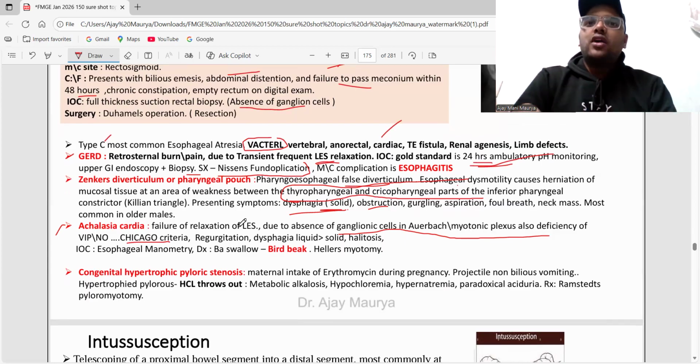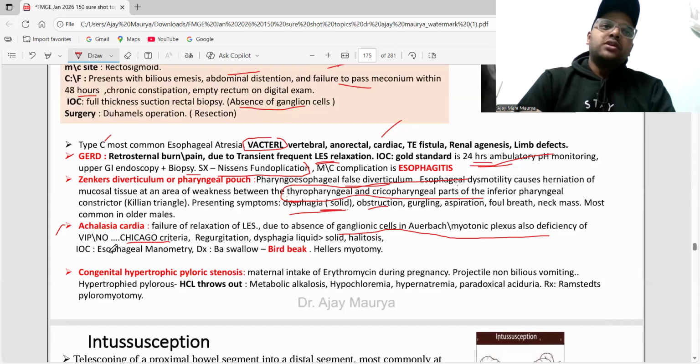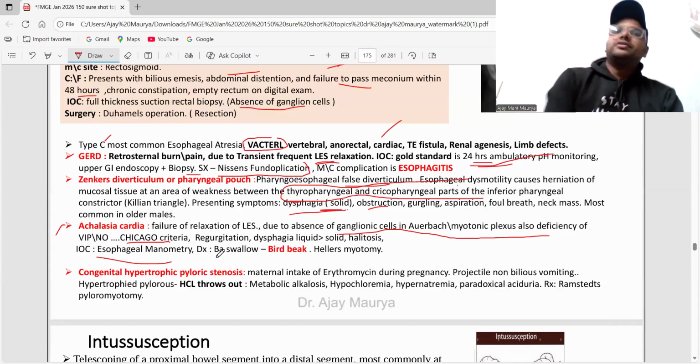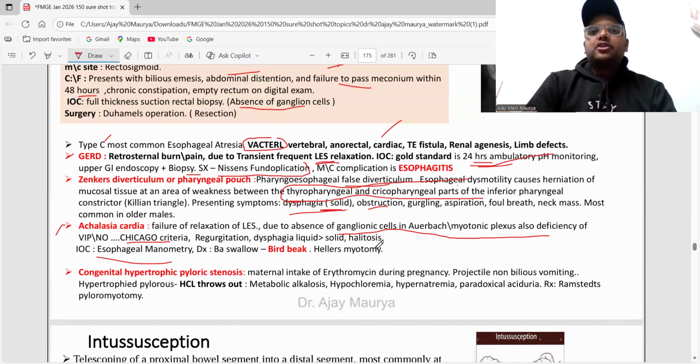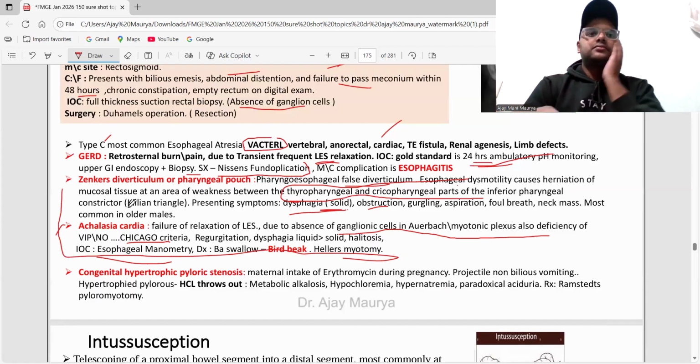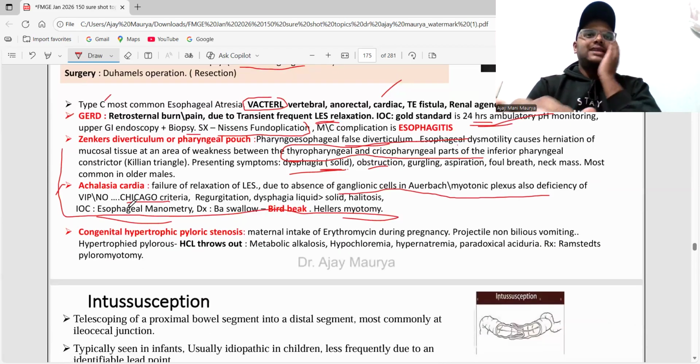This is dysphagia to solids in Zenker's diverticulum, whereas for liquids it is going to be achalasia cardia. Instrument of choice is esophageal manometry. Diagnosis is by barium swallow. On barium swallow we see the bird's beak sign, and the surgery is Heller's myotomy. Okay, remember this point.